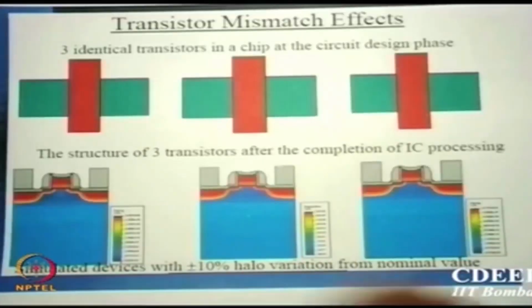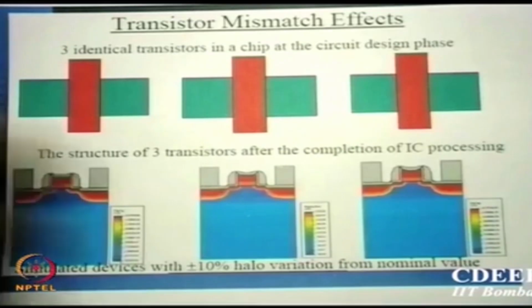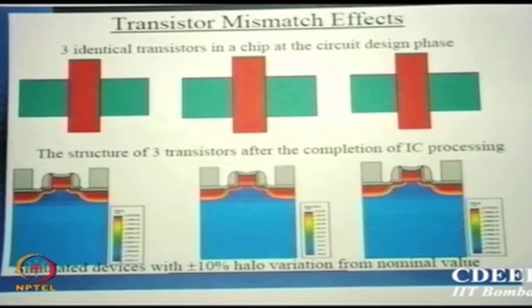Now these 3 structures after IC processing are not identical to each other, and they are so close by to each other and still they are not identical. If you are far away, it is unlikely that all will be of the same value, okay. And how much you can tolerate is your design spec. This is called some other process, a halo, but let us call it that.